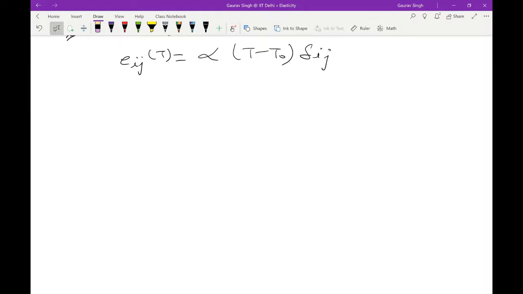Now obviously we have this table which we have just discussed, 4.2, that gives you the values of alpha. Okay, for aluminum it was 25.5 times 10 to the power minus 6 per degree Celsius, and for rubber it is 200 times 10 to the power of minus 6 per degree Celsius, and so on. So that's there.